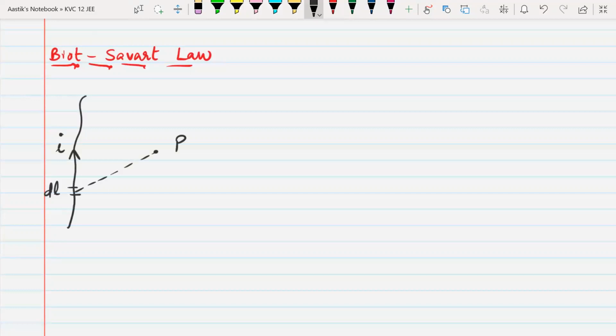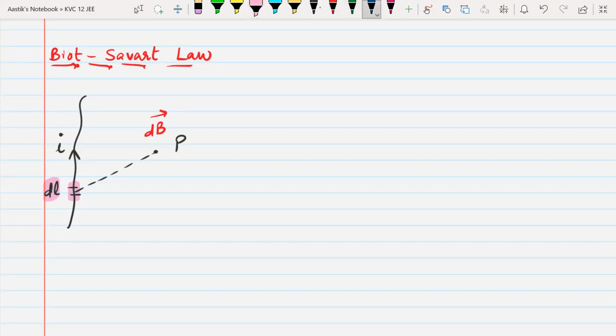So you can see from my revolutionary drawing what I have drawn. I have drawn a current carrying wire, and then I have marked a small element of length dl. So this small element of length dl actually becomes your current carrying element. Yes or no?